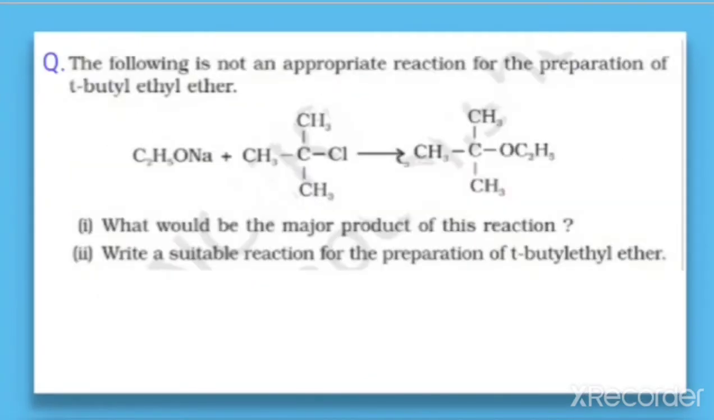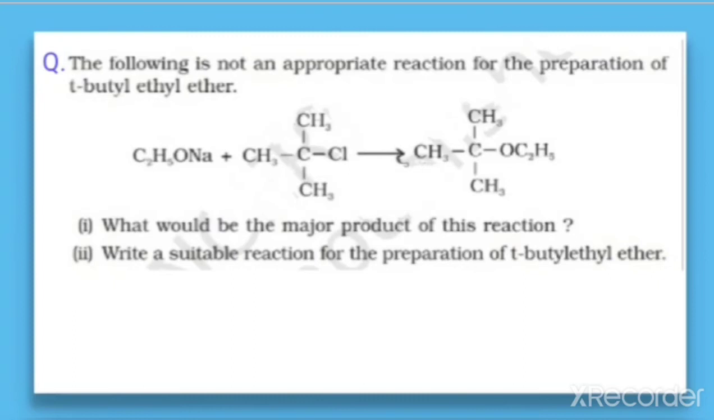One solved question is given in your textbook. The question is: the following is not an appropriate reaction for the preparation of tertiary butyl ethyl ether. That is, this equation is given. So this is not actually the appropriate method for the preparation of ether.